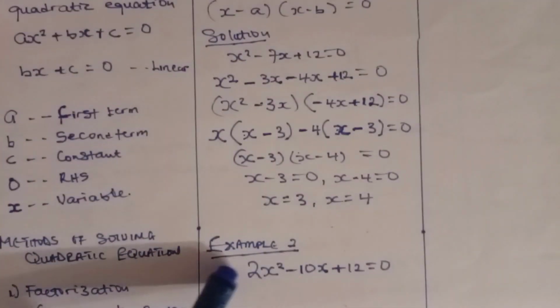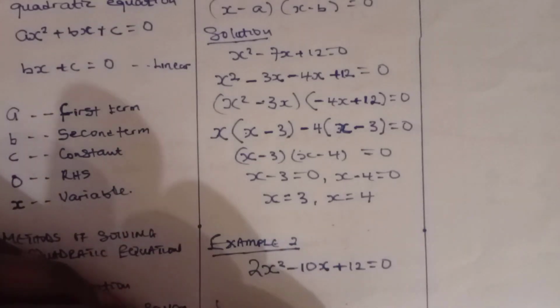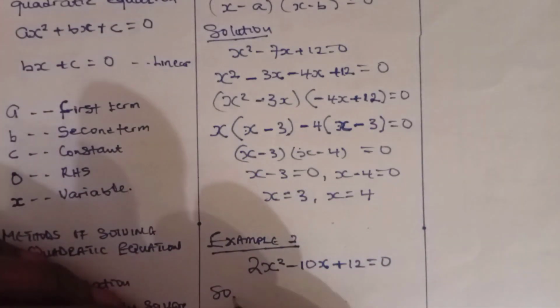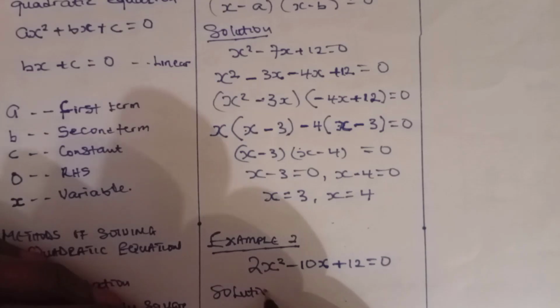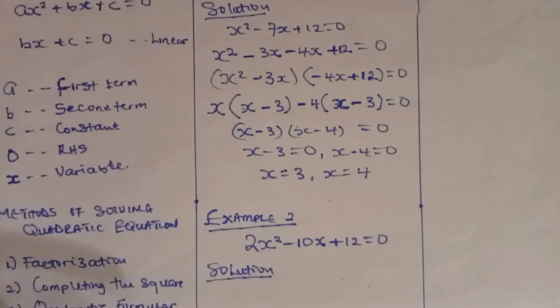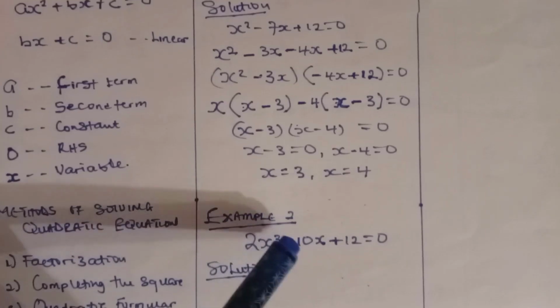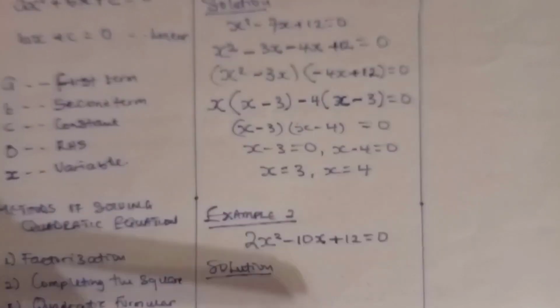This time around we have 2x squared minus 10x plus 12 equals 0. So we start the solution. Now if you look at this quadratic equation properly, you'll find that it has something in common with all the terms. So we have 2x squared minus 10x plus 12.